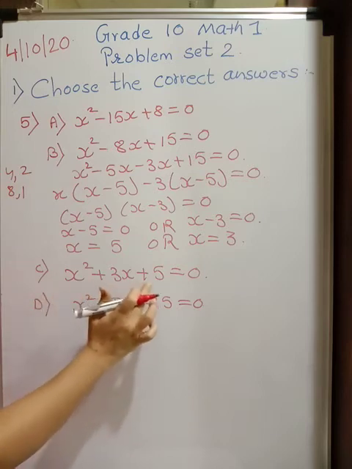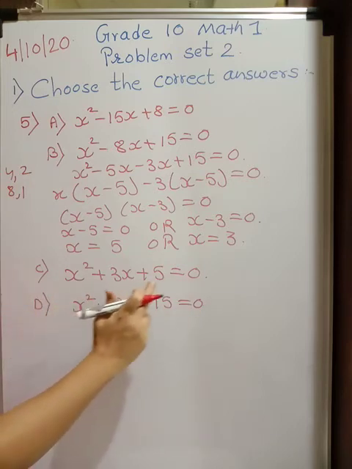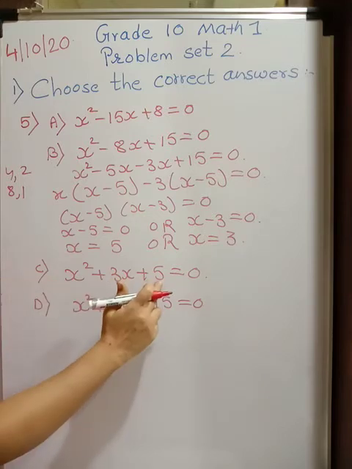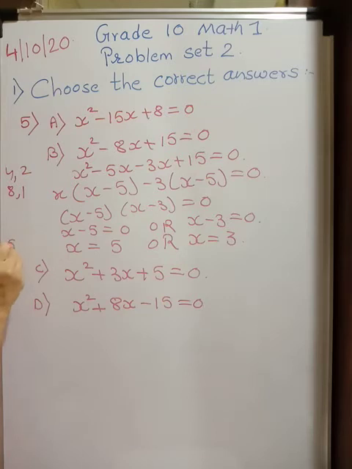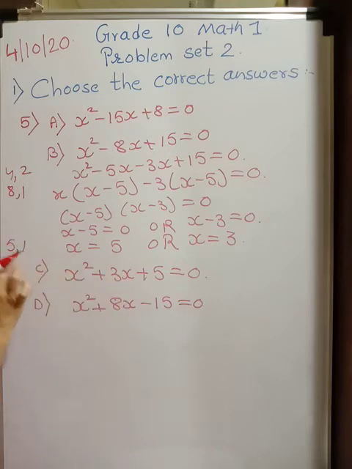X square plus 3x plus 5 is equal to 0. Ask questions. Tell two numbers whose product is 5 and whose addition is 3. 5 is a prime number, so only 5 and 1. These are the two factors. Addition should be 3. Their addition is coming 6. So this is also not possible.